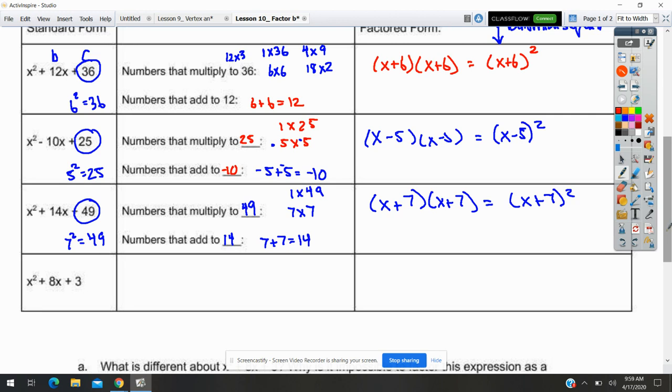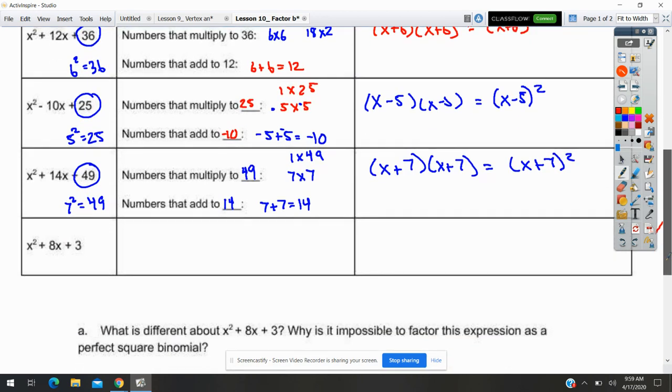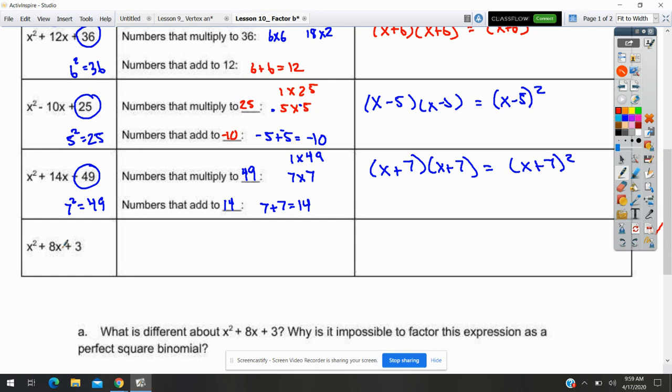Okay, so let's take a look at our last one. We're going to see something a little strange happening with our last one. Okay, so we need numbers that multiply to 3, because that's our C, and they need to add to 8. So the only thing that multiplies to 3 is 1 and 3, which we know does not equal 8.